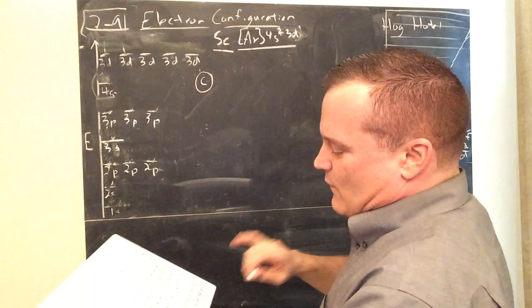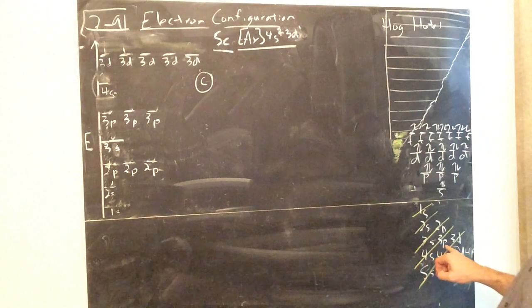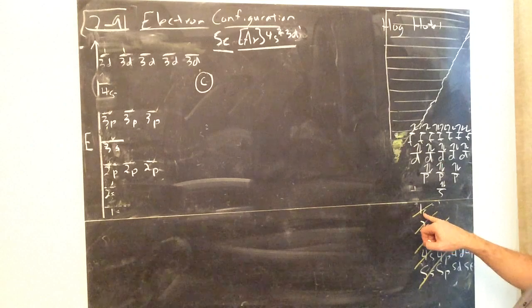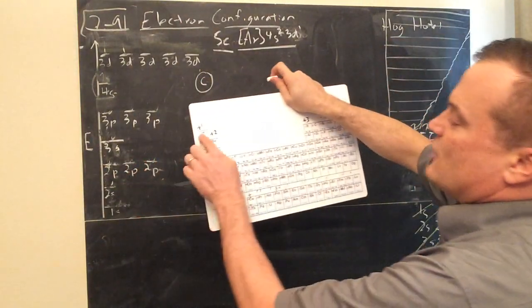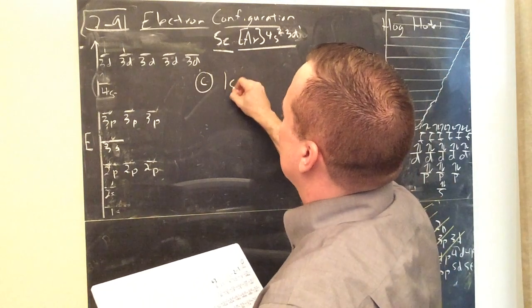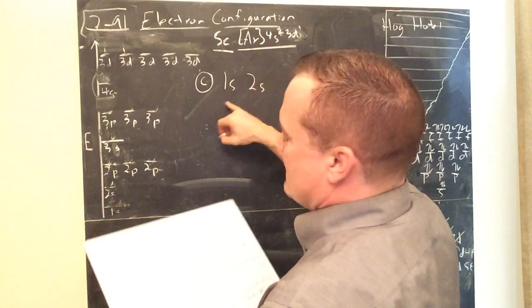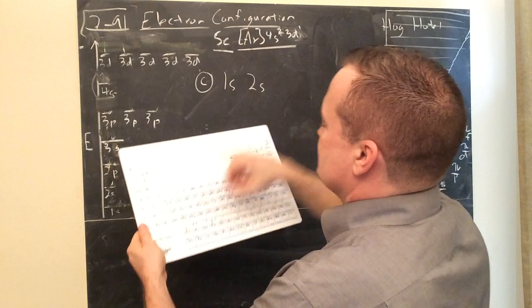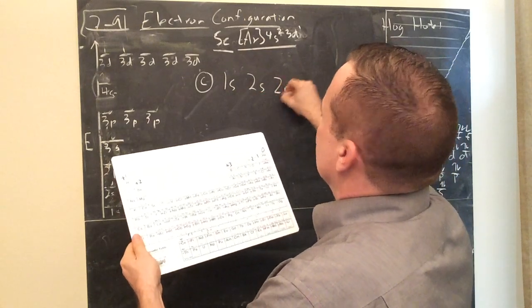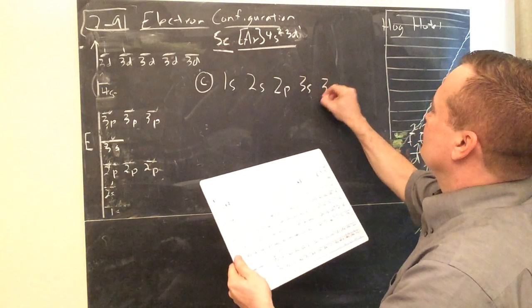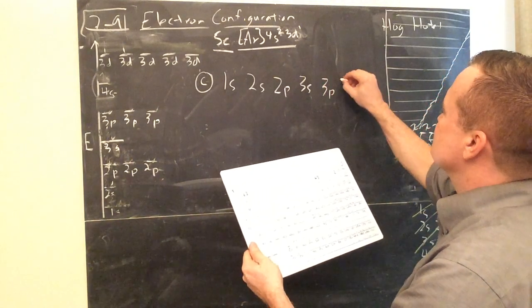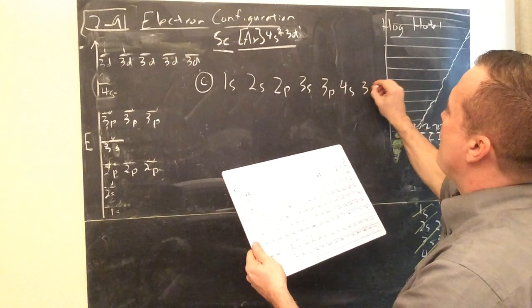So Scandium goes all the way to 3d1. That means everything up to 3d1 is full. Hopefully you remember, we go through all of them. First, you go through the 1s rooms. They fill up. Then you go to the 2s. Let's do it this way. The 1s, then you have the 2s, then the 2p's, then the 3s, then the 3p's, then the 4s, then the 3d1.